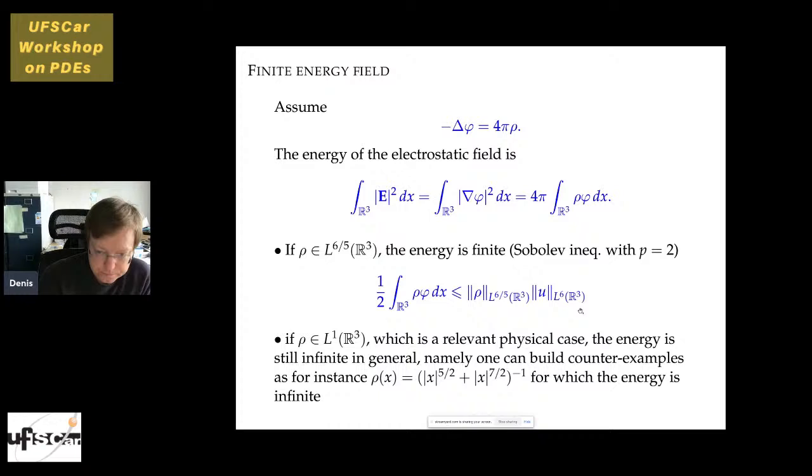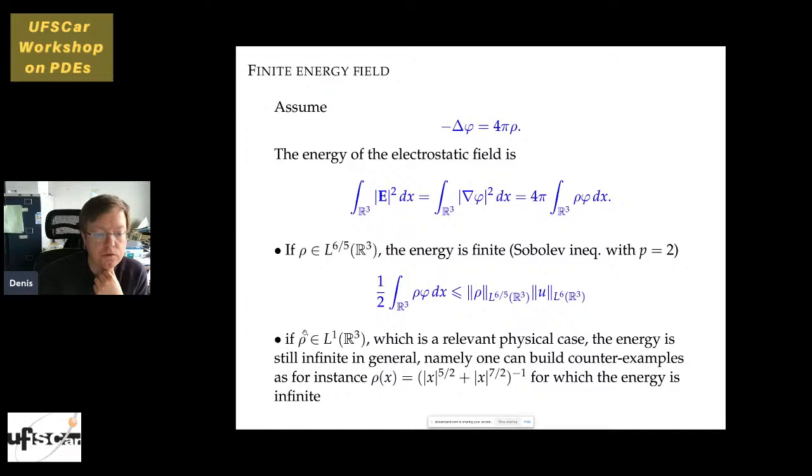Now, this means that if you want to control the energy somehow, you need some integrability, and the integrability you need is kind of funny, it's 6 over 5. So is there any physical reason for this 6 over 5? Of course not. And you would like to be able to deal with point charges, so Dirac masses, measures, and for sure, you probably want to be able to treat L1 masses.